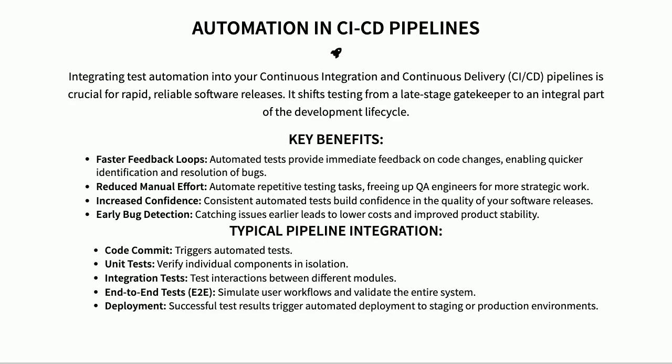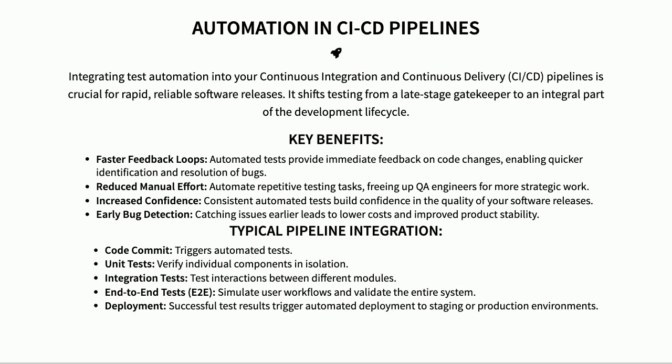Okay, let's talk about how we integrate automation into our CI/CD pipelines. It's a really important shift. Instead of just testing at the very end, we're running tests throughout the whole process. The main benefit is that you get much faster feedback on your code changes, which helps catch bugs earlier and keeps things moving smoothly.